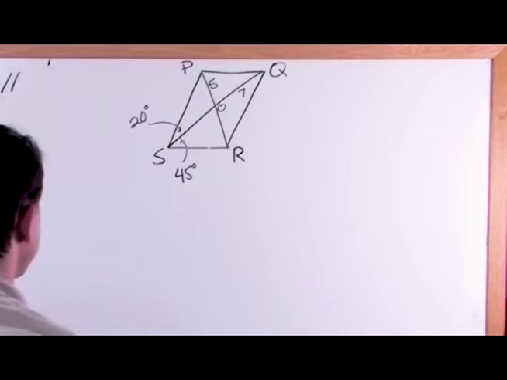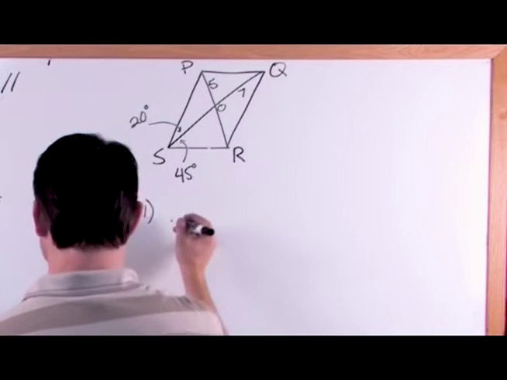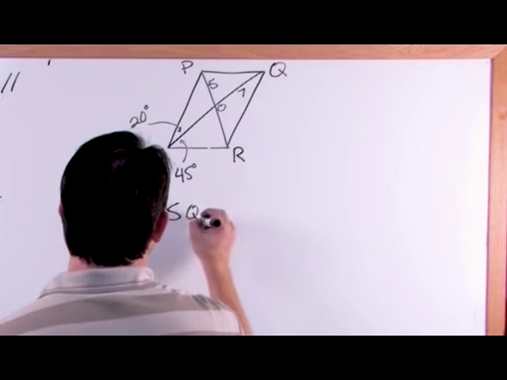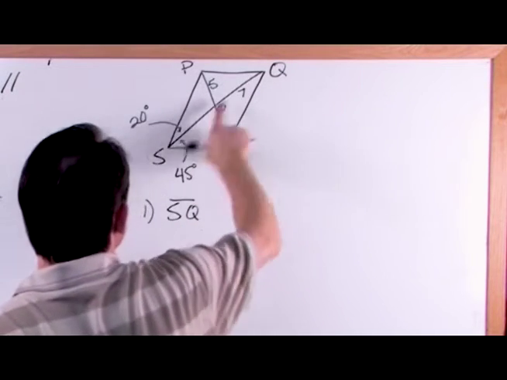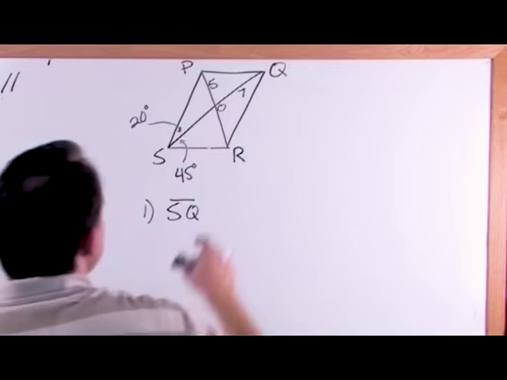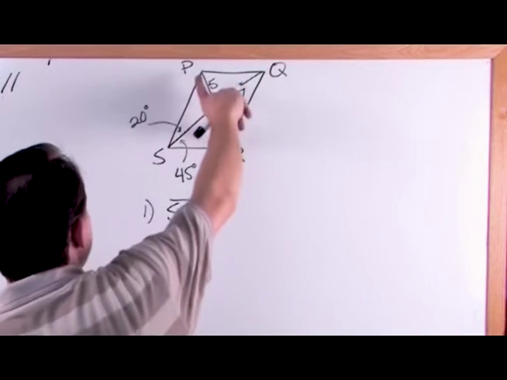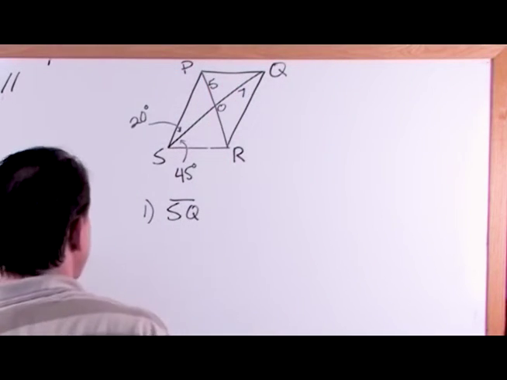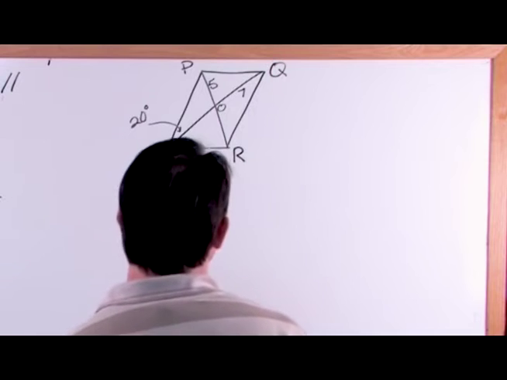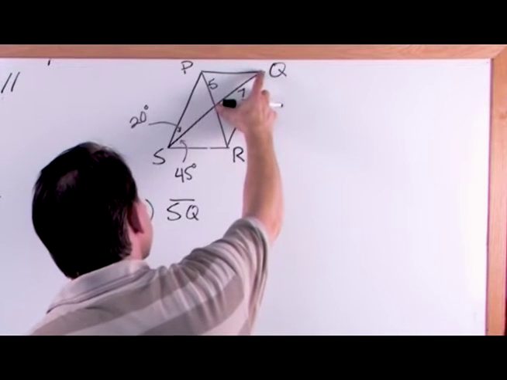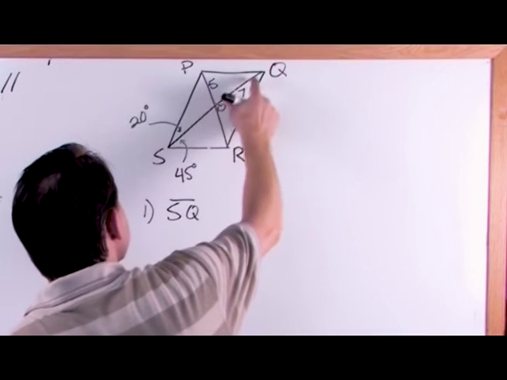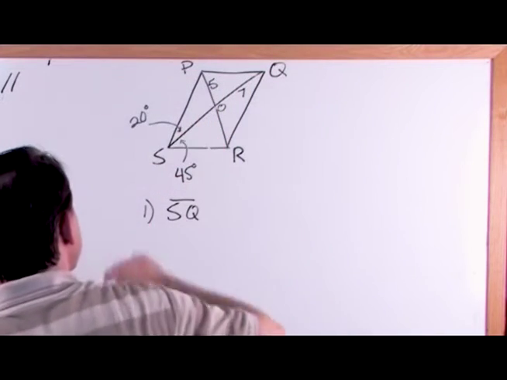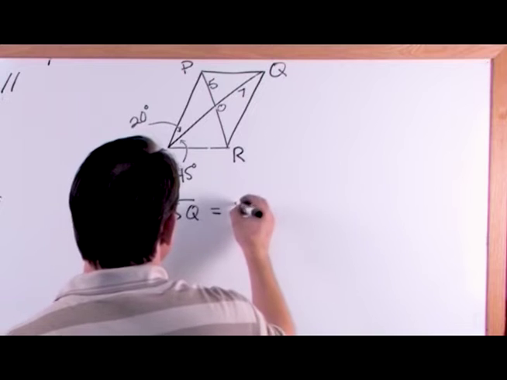So what do we want to find? Let's say we want to find a few things about this just to practice. SQ. What is the length of SQ? SQ is this right here. Now we know that this is a parallelogram, and we know that these two diagonals bisect each other. We already said they cut them in half. So if this length is 7, then this length must also be 7, because this is a bisector and it cuts it in half. So if this is 7, this must be 7. So 7 plus 7 is 14.